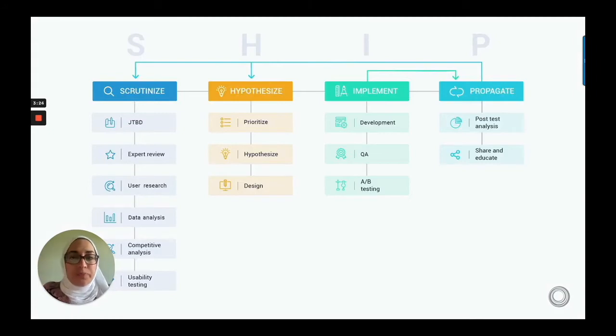Our process, we put it in this really cute little acronym, SHIP. If you think about shipping products or any type of development, usually they use that terminology, and that's why we loved this acronym. We thought it was perfect, and it stands for scrutinize, hypothesize, implement, and propagate. And that's what we do in our CRO process.